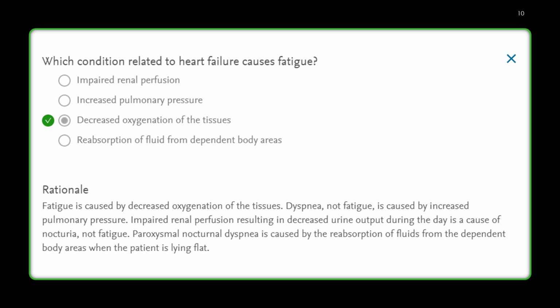Dyspnea, not fatigue, is caused by increased pulmonary pressure. And then impaired renal perfusion resulting in decreased urine output during the day is a cause of nocturia, not fatigue. And then paroxysmal nocturnal dyspnea is caused by reabsorption of fluids from the dependent body areas when the patient is lying flat. Okay, so just some things to think about as we talk about perfusion.